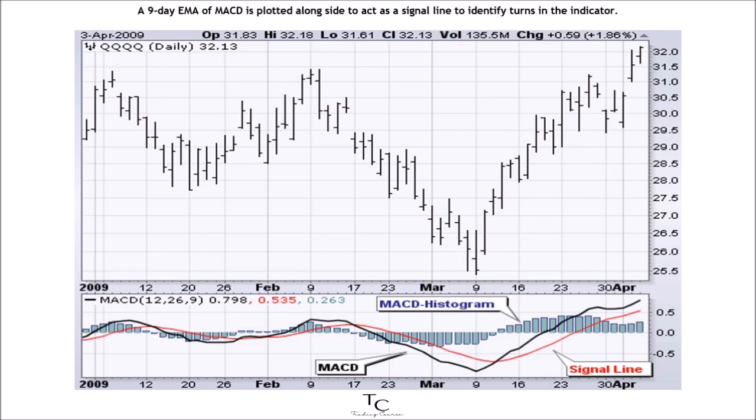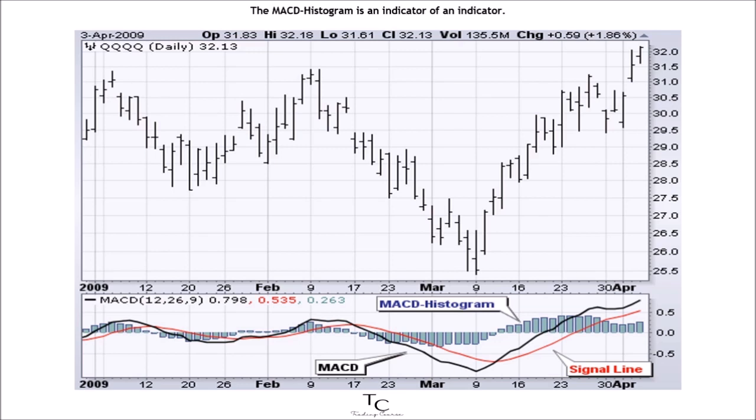A 9-day EMA of MACD is plotted alongside to act as a signal line to identify turns in the indicator. The MACD histogram represents the difference between MACD and its 9-day EMA, the signal line. The histogram is positive when MACD is above its 9-day EMA and negative when MACD is below its 9-day EMA.